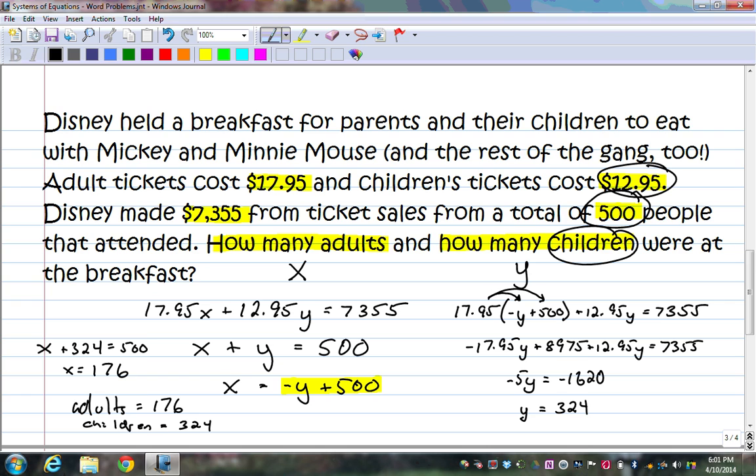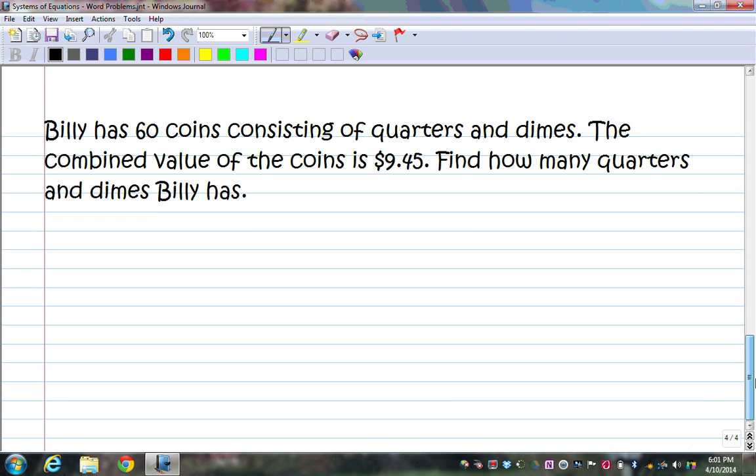By the way, all of these problems better be written down in your notes. I wrote them, I typed them, you're writing them. Now, go to this last problem. This one I want you to do completely on your own. Billy, don't be a hero.